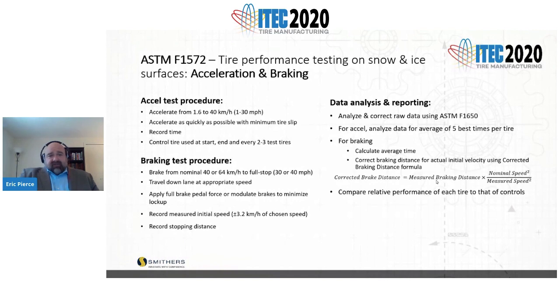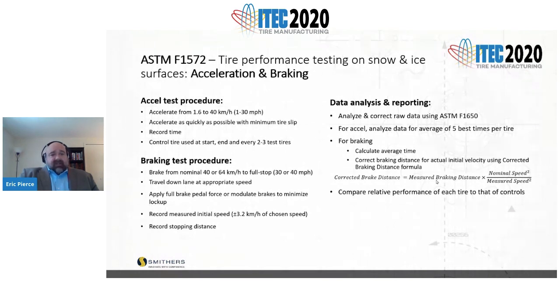This standard specifies that you're testing from 1 to 30 miles per hour. The goal is to accelerate as quickly as possible with minimum tire slip over the time. Sandwich 2 to 3 test tires between control tires. So braking is from 30 or 40 miles per hour to 0.